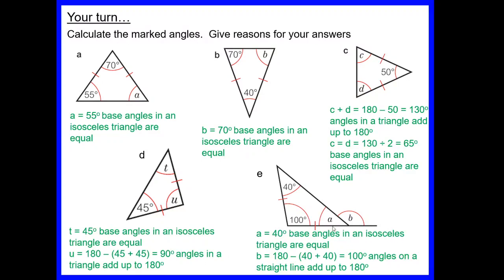Once we know A is 40 degrees, we've got one interior and one exterior angle on a straight line, so we know they add to 180. So 180 minus, I don't know why it says 40 plus 40, that's exciting. Sorry about that, slight typing error there. So 180 minus 40 equals 140 for B. Angles on a straight line add up to 180 degrees. Okay, hopefully you've got all of those right.